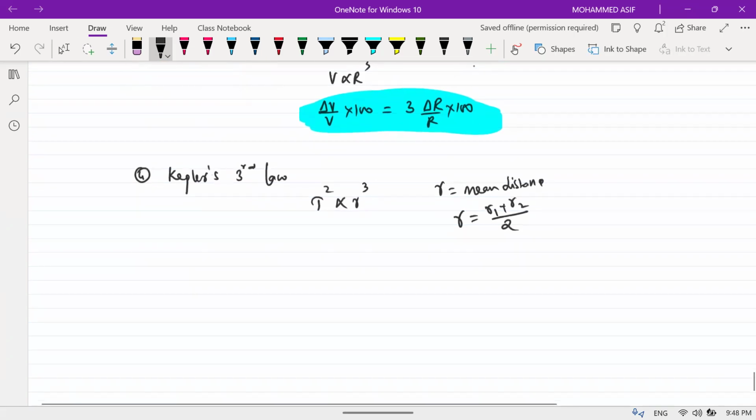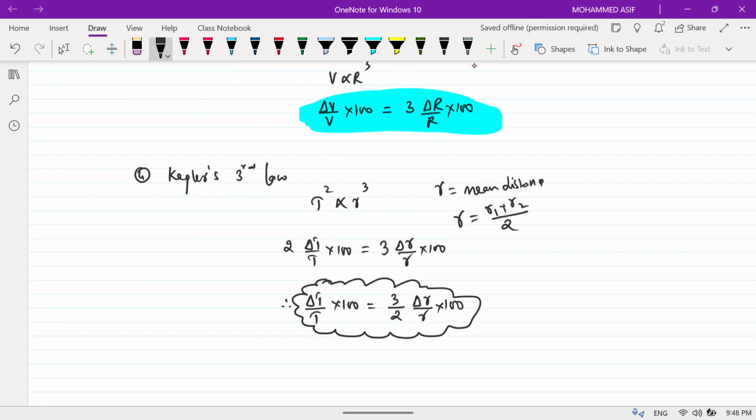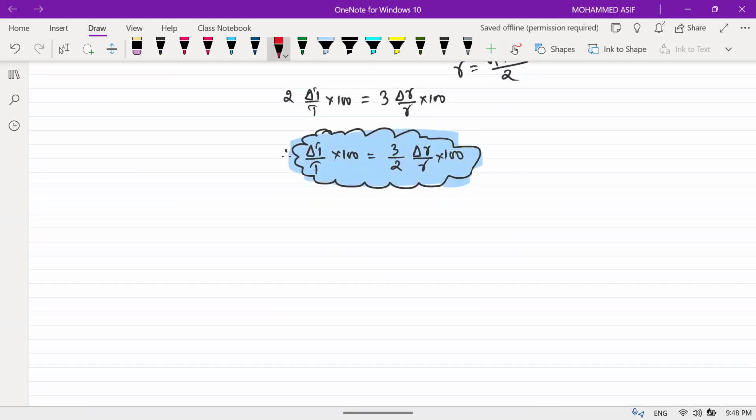Now write the error for this one, beta. It is 2 into delta T divided by T into 100 is equal to 3 into delta R by R into 100. So therefore, percentage error in time period, delta T by T into 100, is equal to 3 by 2 into, this 2 will come down here, delta R by R into 100. Am I clear? I hope you got it. Yes, sir. Chalo, let us try to do some problems based on this one, beta.